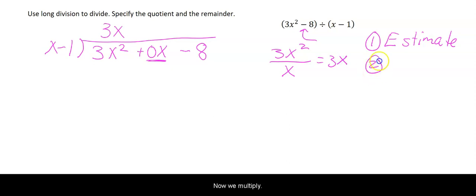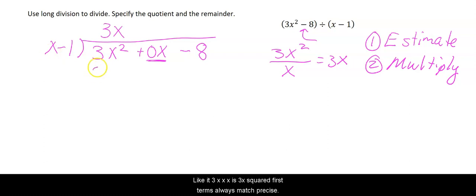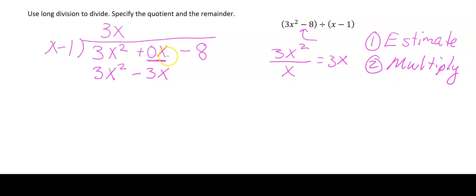Now we multiply. When I multiply, I get 3x times x is 3x squared. First terms always match precisely. 3x times negative 1 is a minus 3x. This is why I filled in the hole with the missing 0x. Otherwise, I would have the minus 3x written under the minus 8, and I would be tempted to add two terms that are not alike.